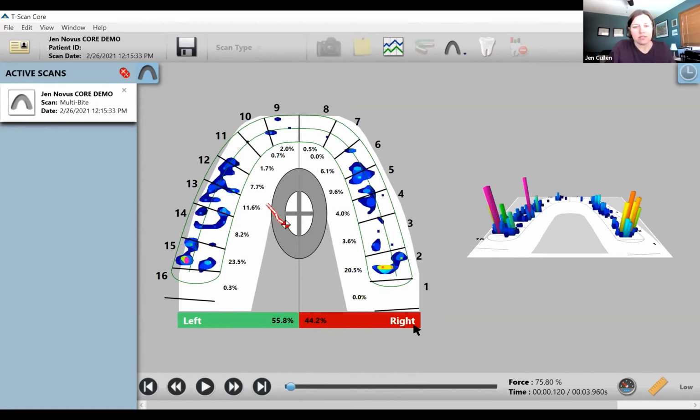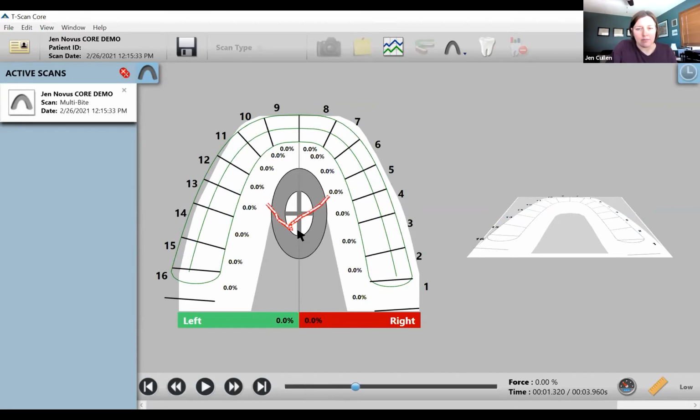As I play through this scan, you'll see that my bite is off balance, as I've got really heavy contacts back on number 2 and number 15. You can see there's almost 25% of force on those contacts. One of the things that we look for is this center of force trajectory. So we're looking at individual percentages on each tooth. We're looking at the overall balance right to left and where this balance is on your patients. So it's a really quick way to see what's happening with your patient's bite.